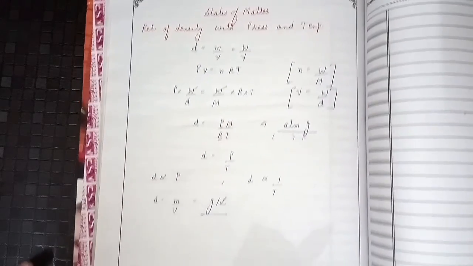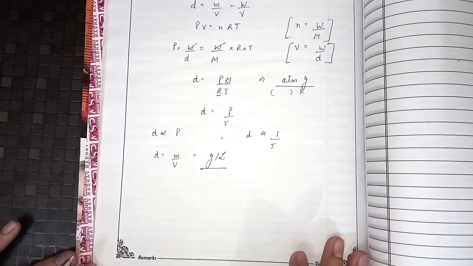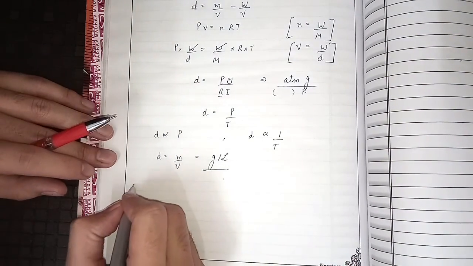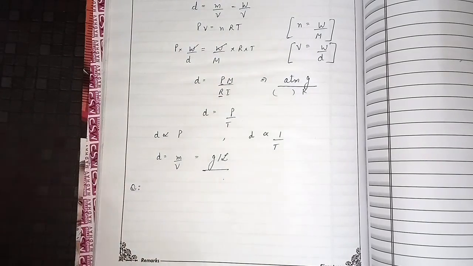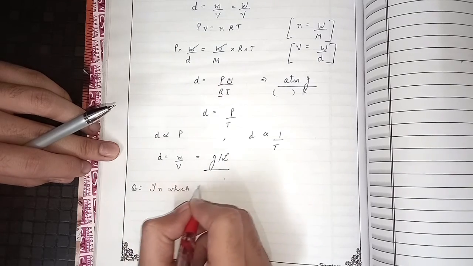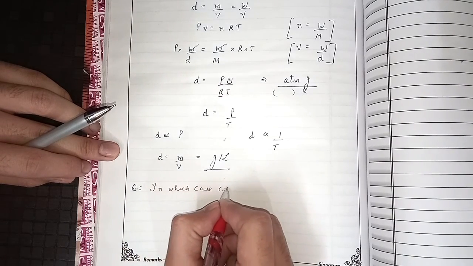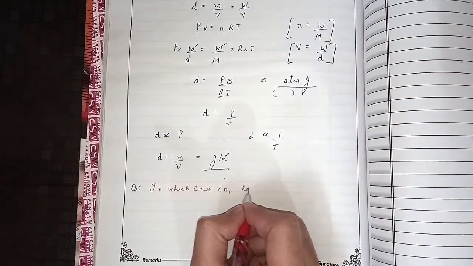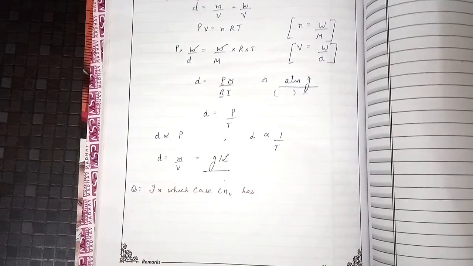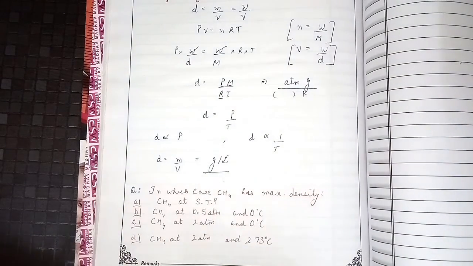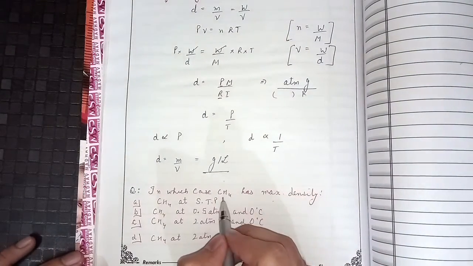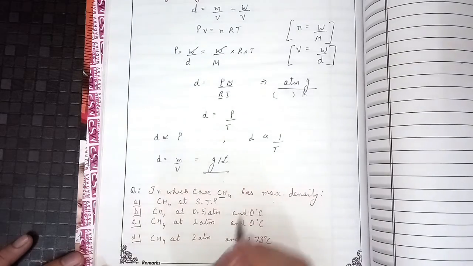So now we will see what type of question can be asked to us from this concept. It's important and you should note the question: in which case does CH4 have maximum density? So here we are given four cases and we have to identify in which case the gas CH4, that is methane, has a maximum density.